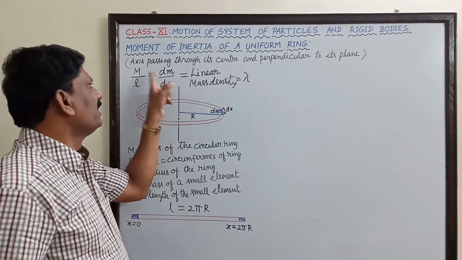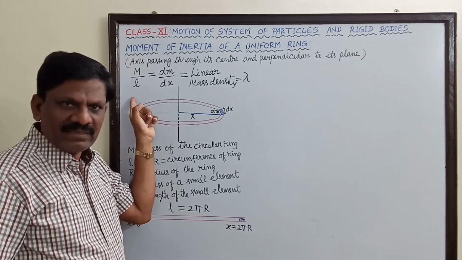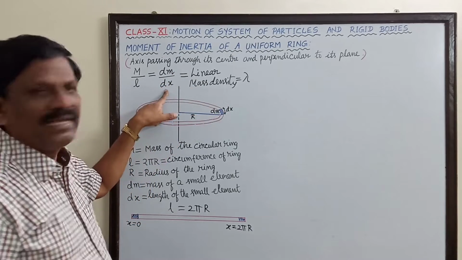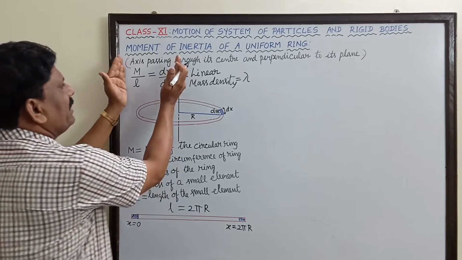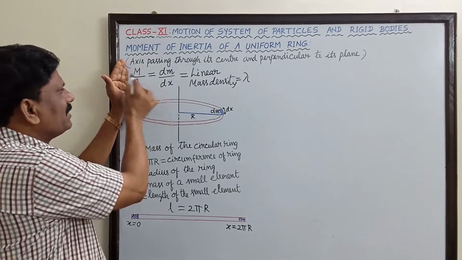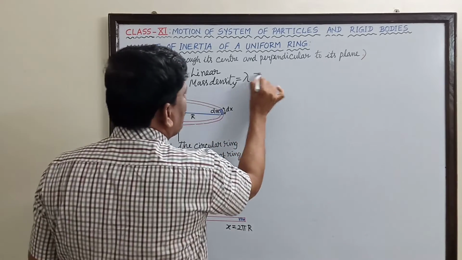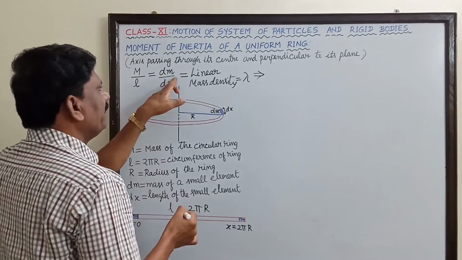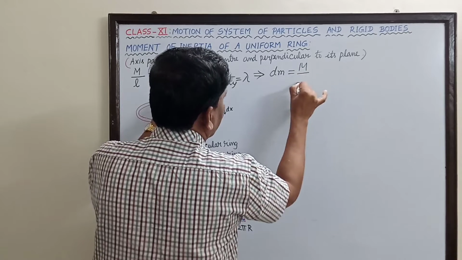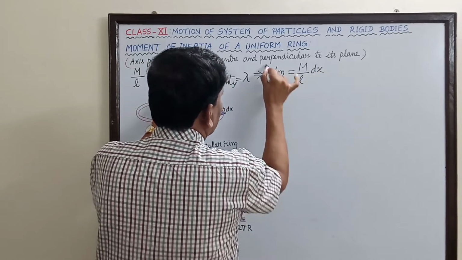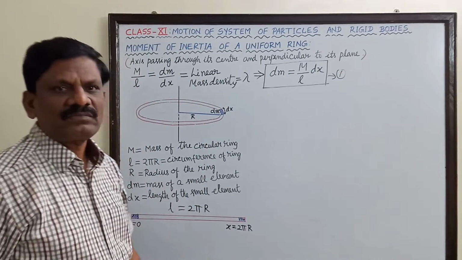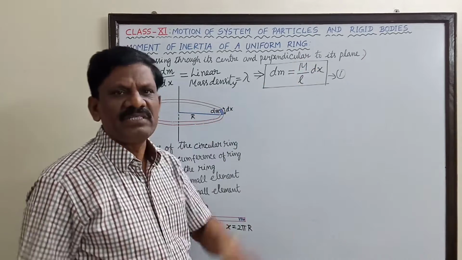So if I divide the total mass of the ring by its total length, that is the circumference, it must be equal to the ratio of the elementary mass divided by the elementary length. From this equation, I am going to express dm in terms of the other three factors. So dm is equal to capital M by L into dx. This is the required equation number 1. I am expressing dm in terms of capital M.